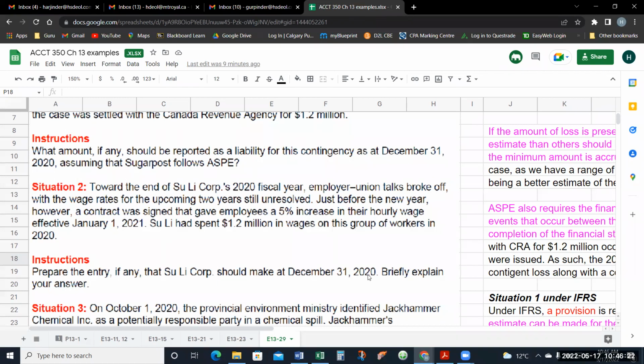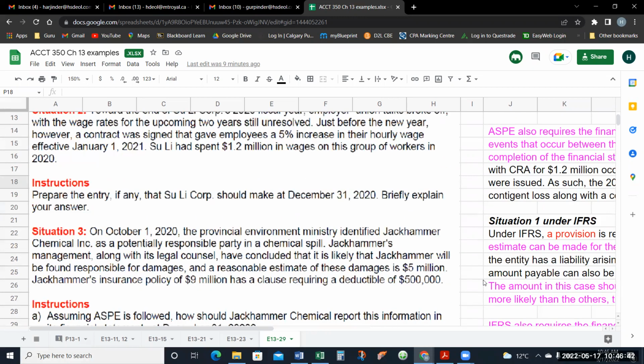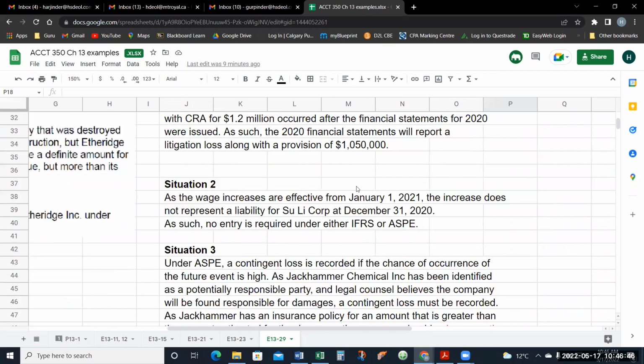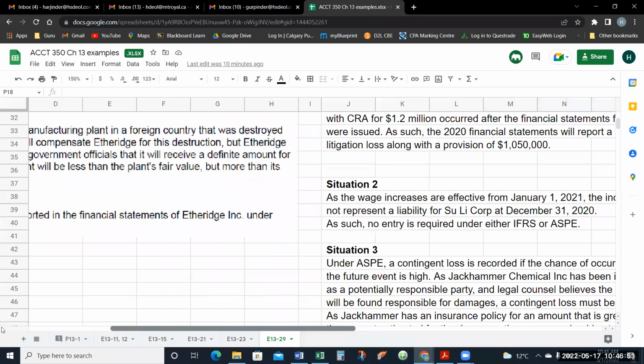Now, this is an interesting one. The 5% increase, that has been negotiated. When does it kick in? It only kicks in on Jan 1st, 2021. So as of December 31st, 2020, the company doesn't have any extra liability. So there's no adjusting entry needed here because the wage rate increase is effective from Jan 1st, 2021. And this is the case, doesn't matter if it's IFRS or ASPE.